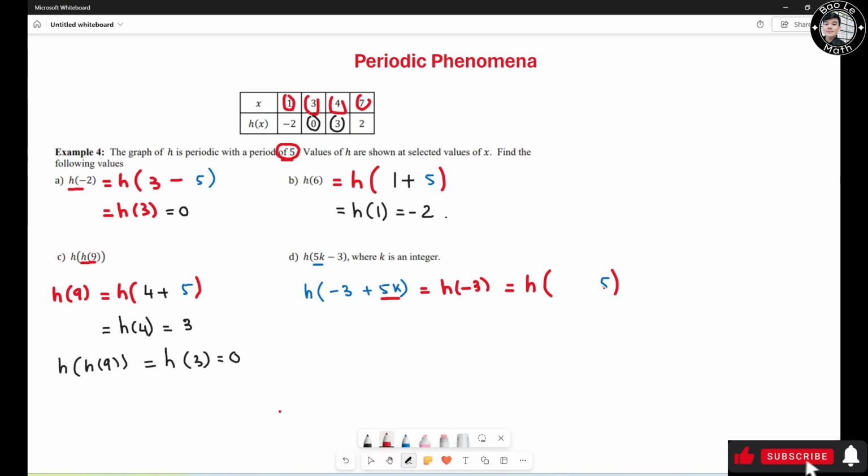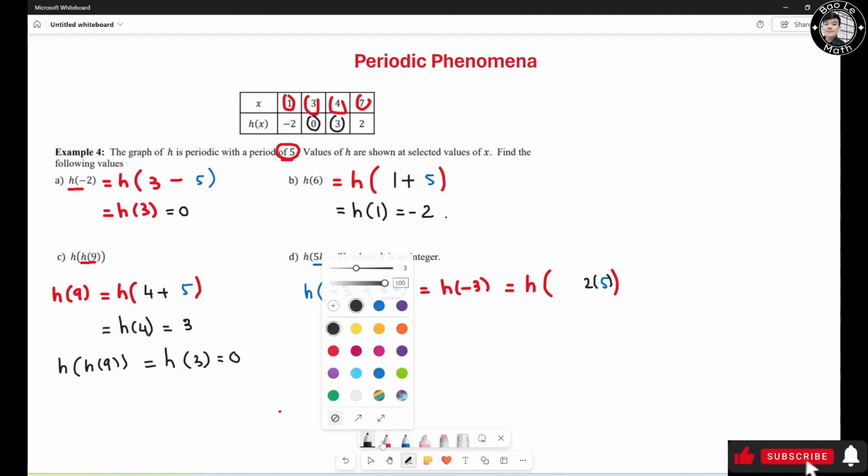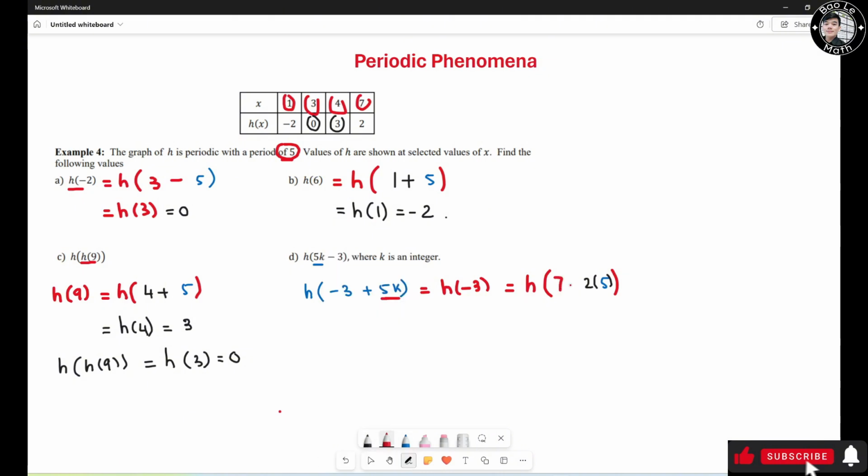So 5 right here is just one period. What if I multiply this guy by 2? Which means 2 periods, right? So this guy, 2 times 5. Alright, 2 times 5 equals 10, right? But I need negative 3, right? So does that mean 7 subtract 10? So this guy turns out to be 7 subtract 10 to get negative 3, right? So this guy is the same thing as h of 7.